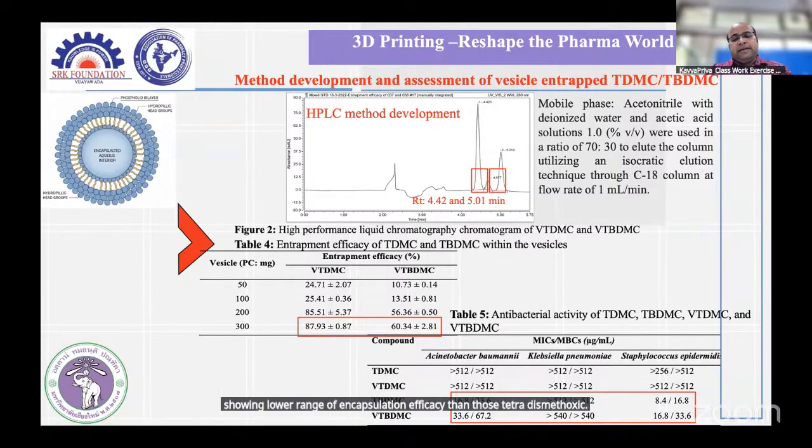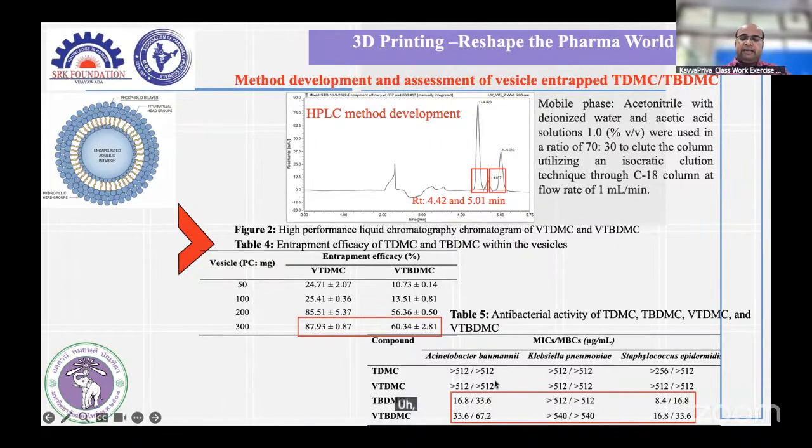Well, we checked the antibacterial activity too. We found that when it comes to the vesicle entrapped form, tetra-bis dimethoxy has shown MIC far better than tetra-dimethoxy. So we can see that though entrapment was less, still the efficacy is higher.